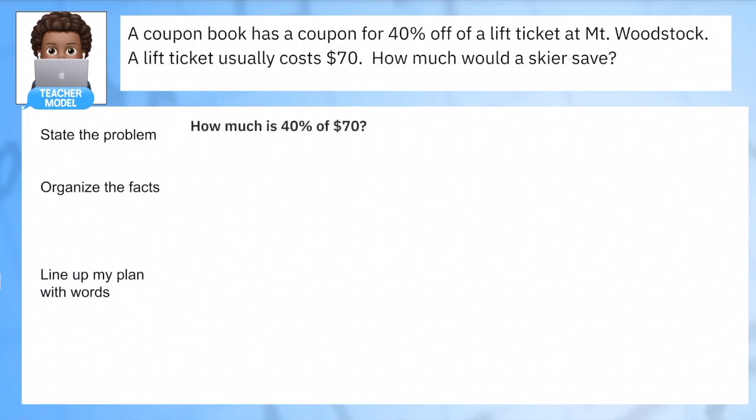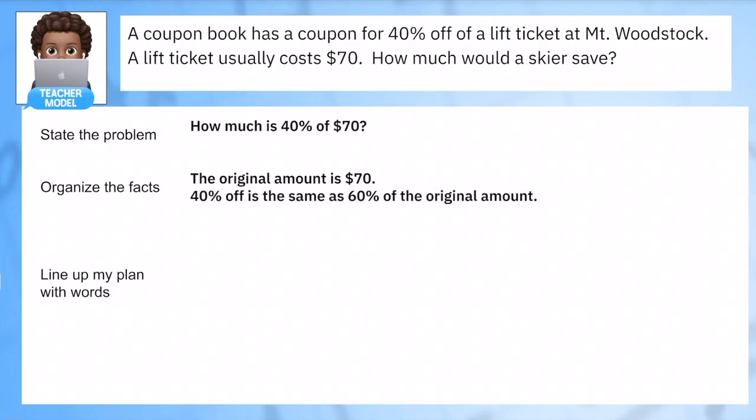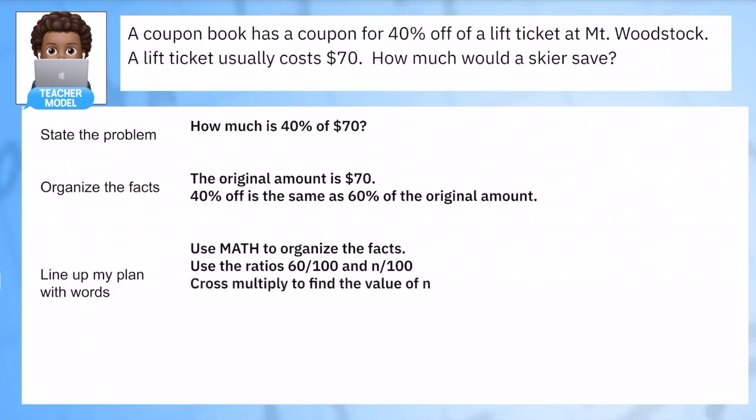So we really would just want to know how much is 40% of $70. And we know the original amount of the ticket is $70, and we know 40% off is the same as 60% of the original amount. So our plan is going to be to use math to organize our facts, and we're going to use the ratio 60 out of 100 to find that number out of 100. So we want to know that 60%. And then we're just going to cross multiply to find the value of that number.